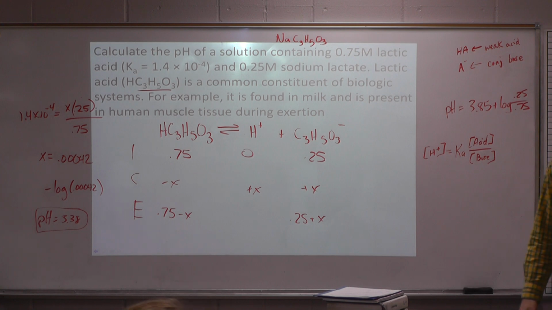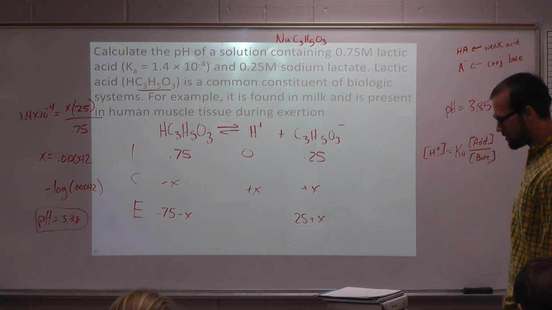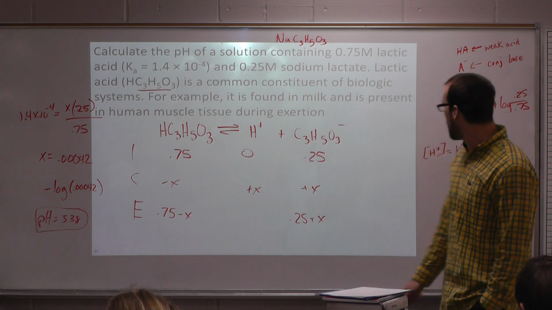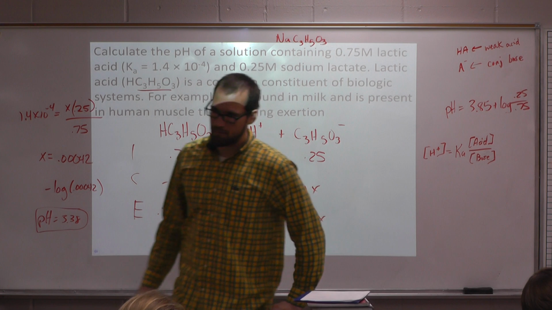You did it wrong? Why? When you took the log of 0.25 over 0.75 plus 3.85? I already changed the negative somewhere in there. Okay. So it was larger.